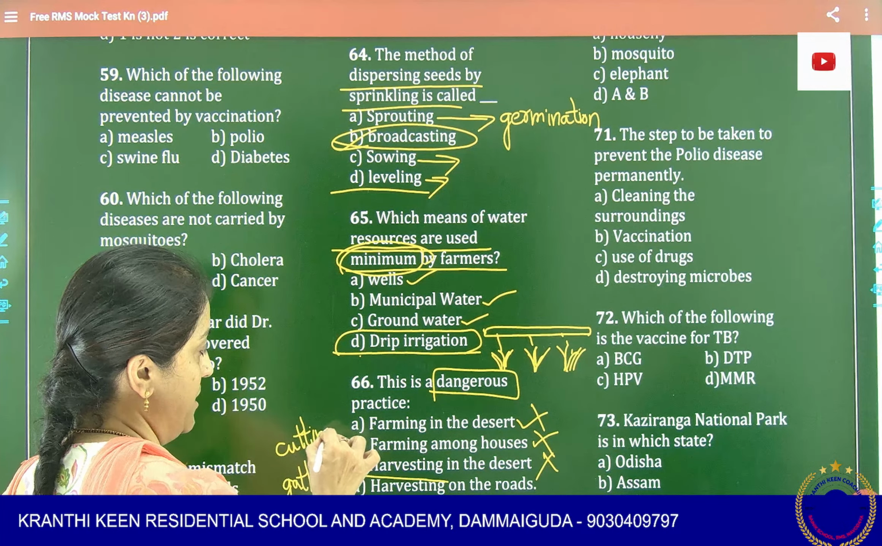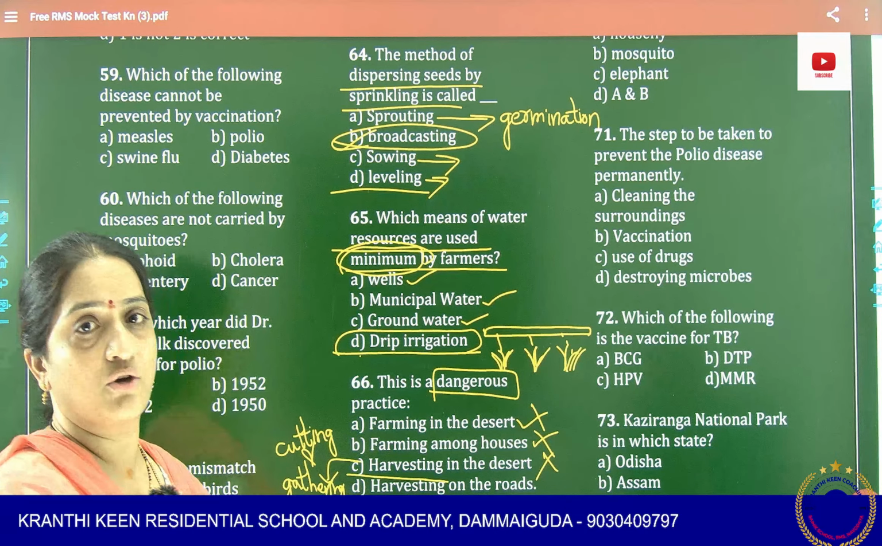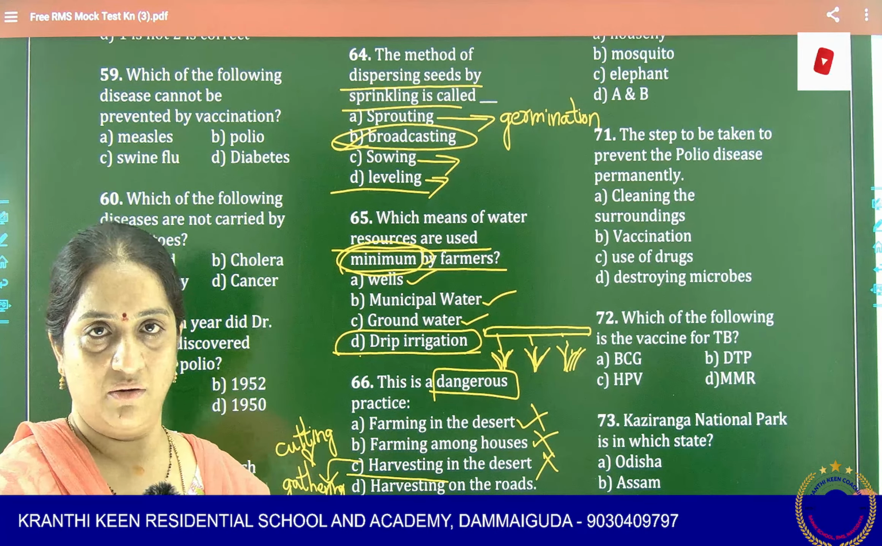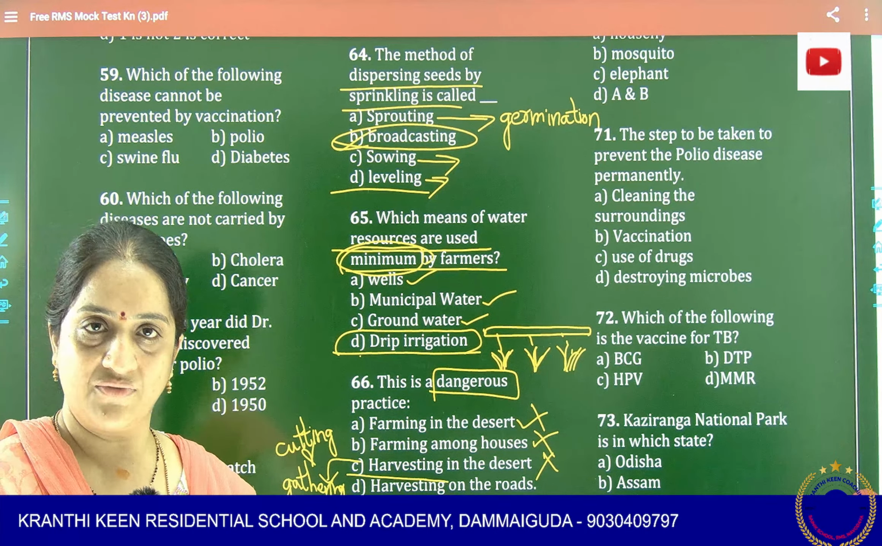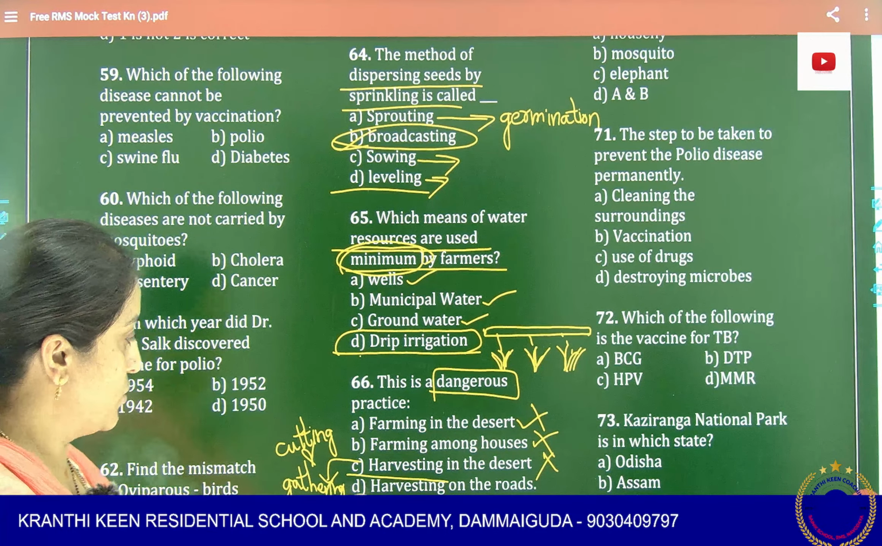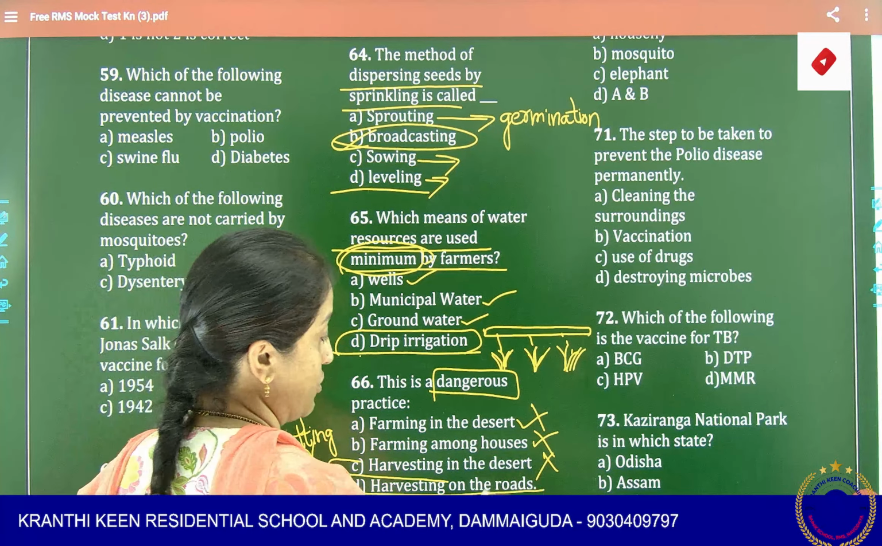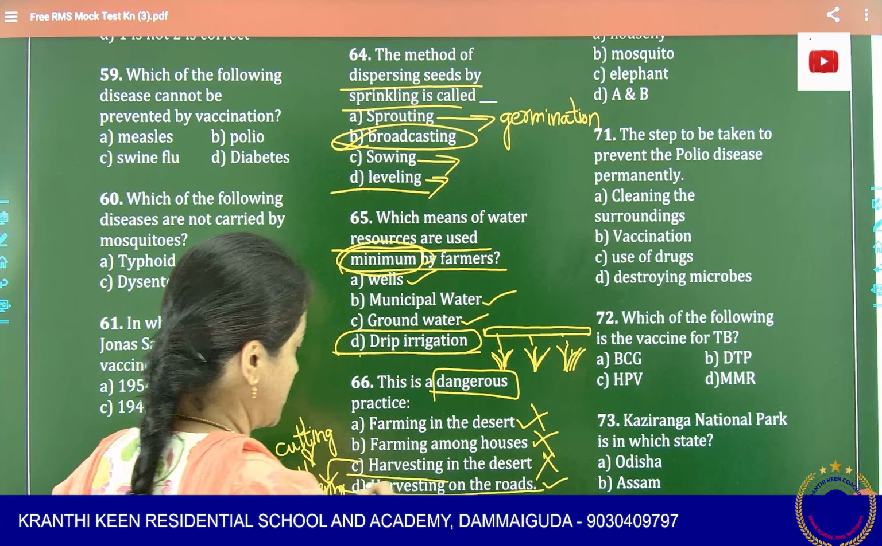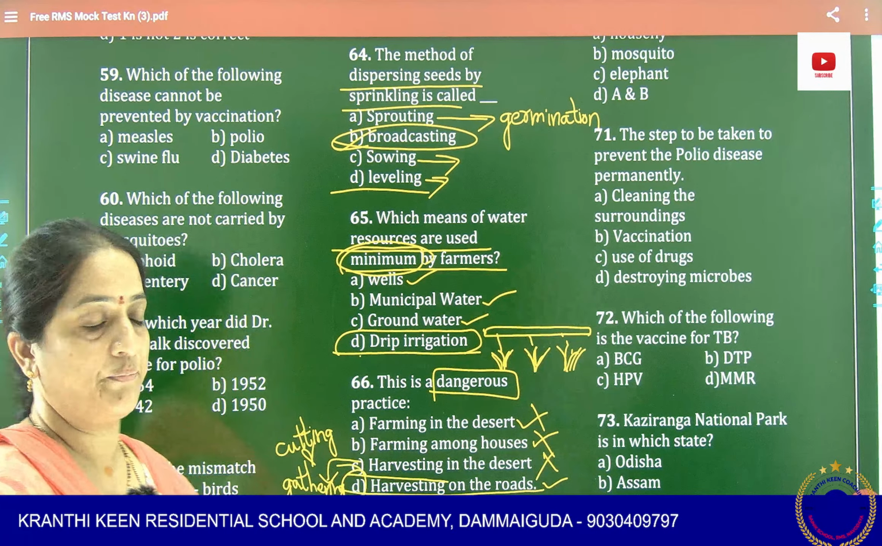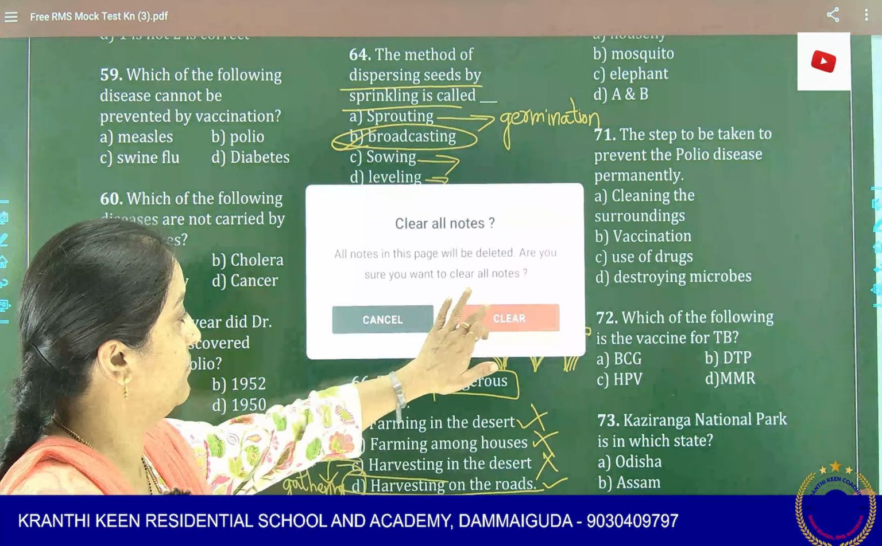Once the crop is ready, the farmer will cut and gather the crop and he will celebrate. Okay. So we have so many harvest festivals in India. Okay. So harvesting on the road. So this is the dangerous practice. So option D is the right answer. Okay, moving to the next one.